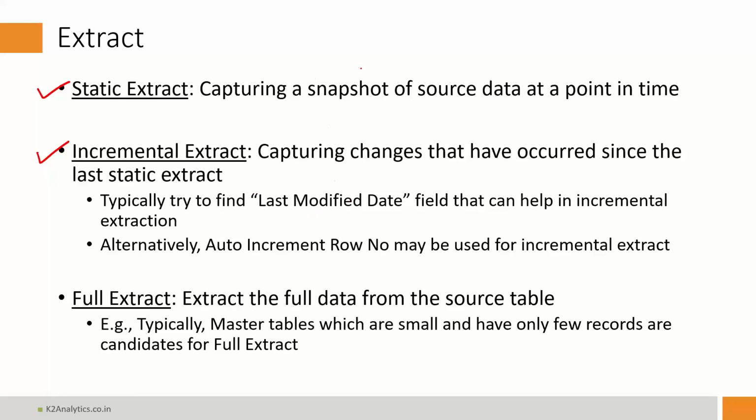The first ETL is a static extract, because when you start the ETL for the first time, you will pull all that is there in the source, right? The day when you commence the ETL, for the first time, you will have to pull whatever is available, and then incremental will start. You have to know the last modified date or the auto-incremental ID row number. Full extract typically you will do for master tables, which are small tables.